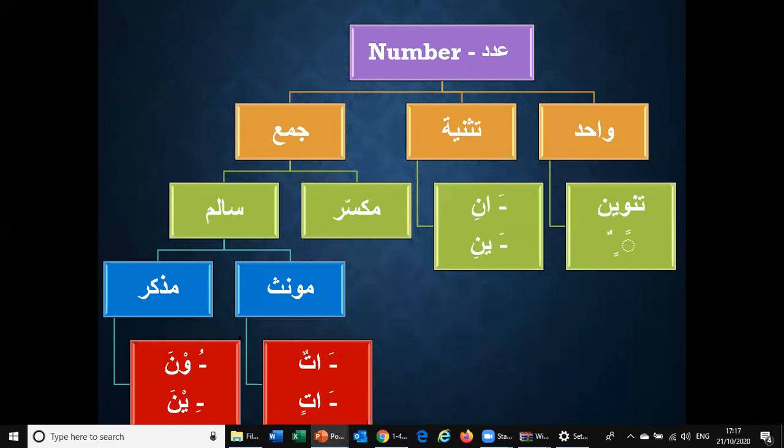And then you have jama, which is plural, and jama is of two types, broken or sound. Sound plural is of masculine and of feminine. So sound masculine plural and sound feminine plural. So how do you identify? What does it mean to be sound plural? Because you do not make any changes to the structure of the word. You do not bring about any change.